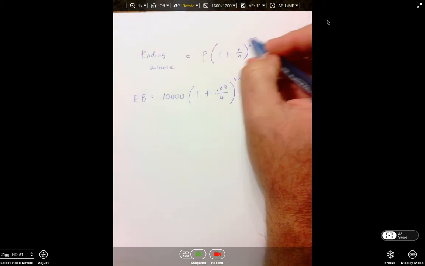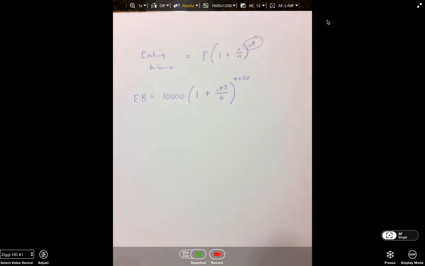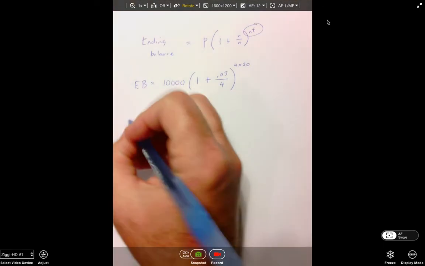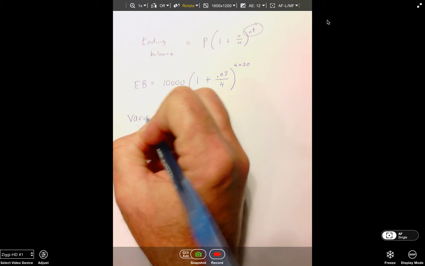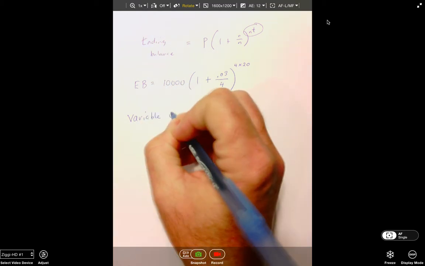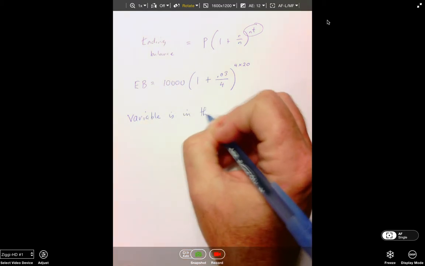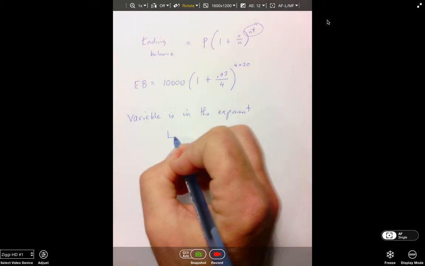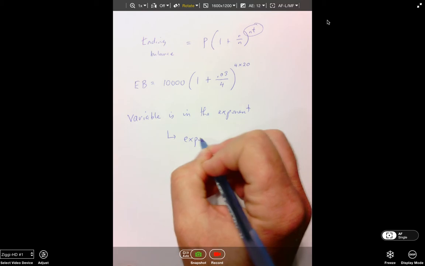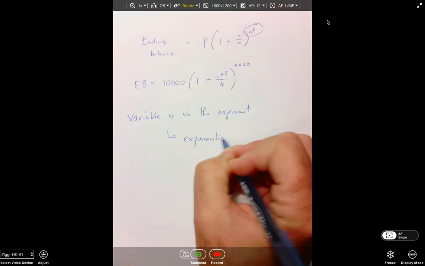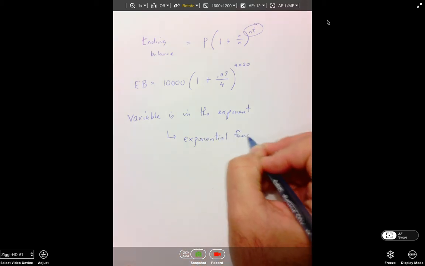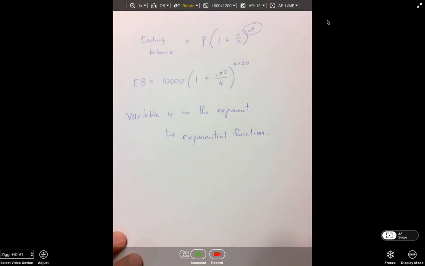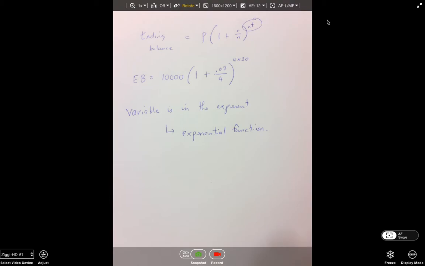Now, the motivation for this is to realize that some functions that we run into have the variable in the exponent. So when the variable is in the exponent, we call this an exponential function. All right?